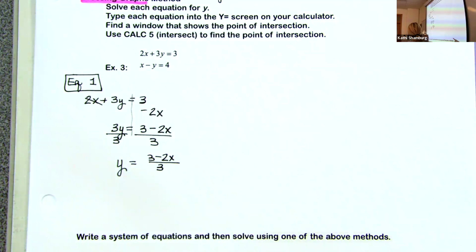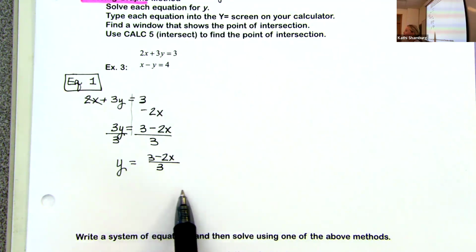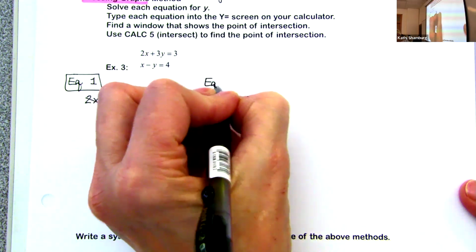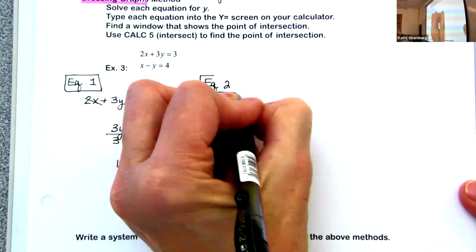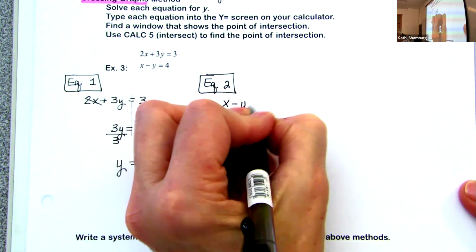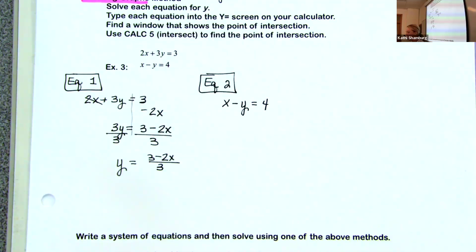Now, if you wanted to go ahead and split that into 3 over 3 minus 2x over 3 and get 1 minus 2/3 x, it means the same thing. But I think a lot of y'all are just, let me just put this in and I'm okay with that. Okay, so we're going to leave that alone. So now we're going to go to equation 2, which is x minus y equals 4. And again, we solve for y.